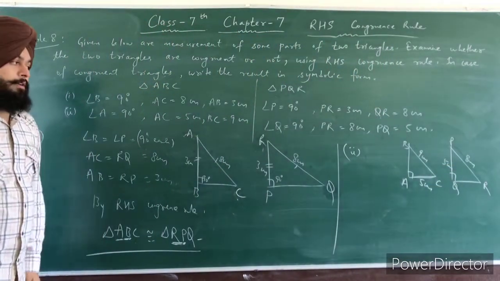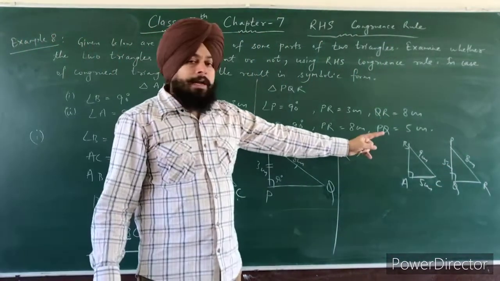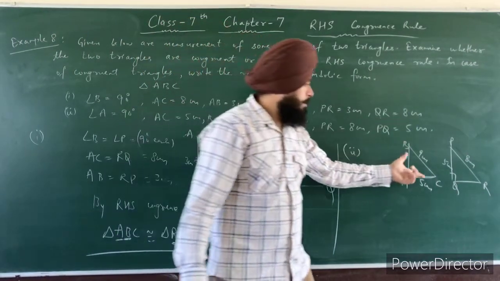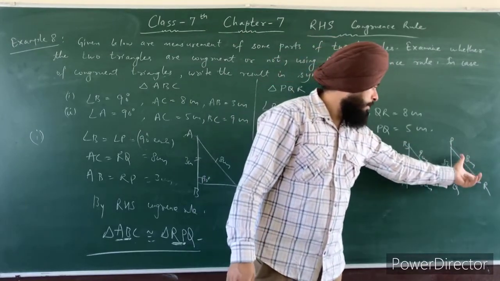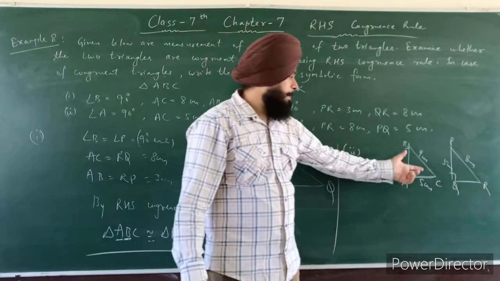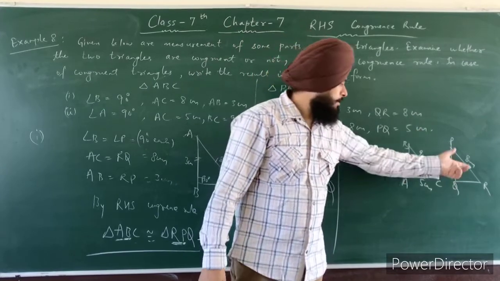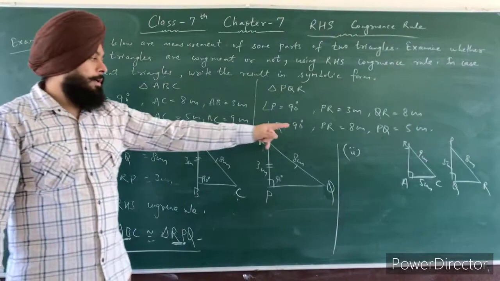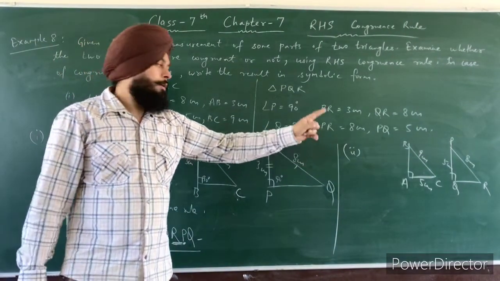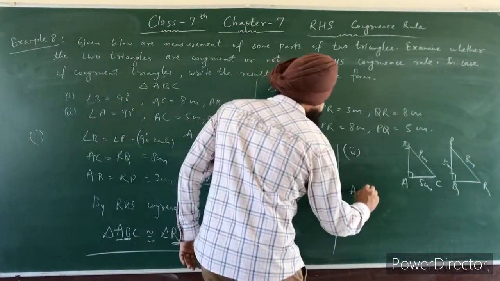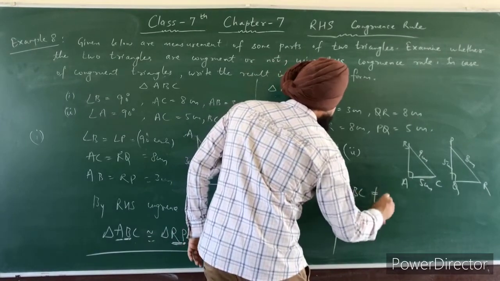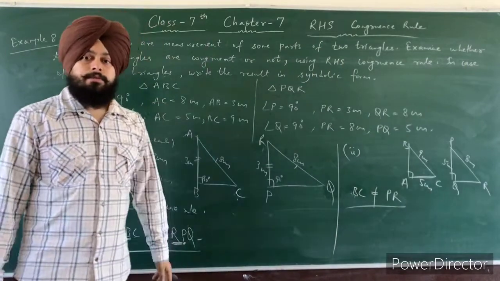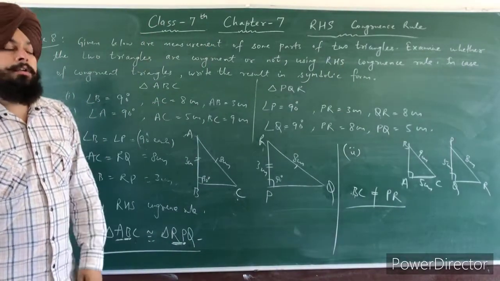5 centimeters. Now you can observe here that the hypotenuses of these two triangles are not the same. The length of hypotenuse BC is not equal to PR, because BC is 9 centimeters and the hypotenuse PR is 8 centimeters. So that's why triangle ABC is not congruent to triangle PQR. So right here BC is not equal to PR, therefore the triangles are not congruent.